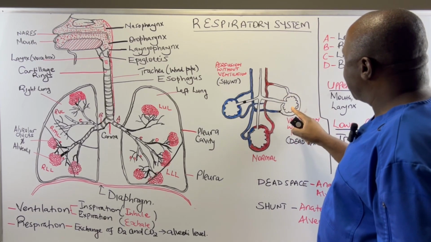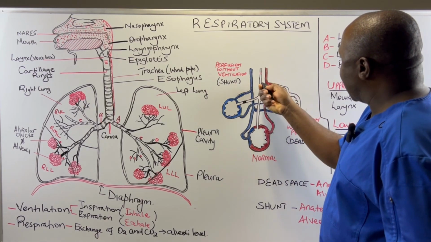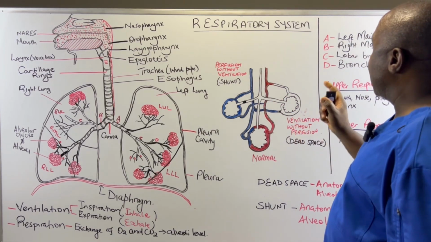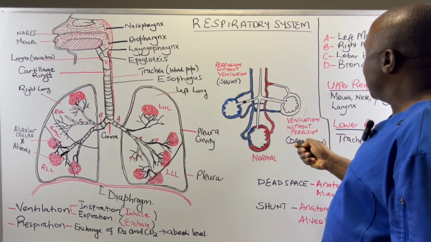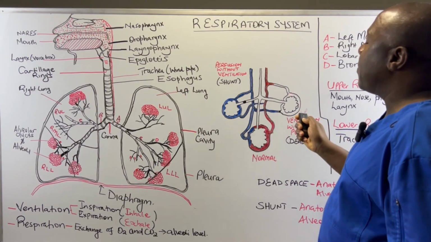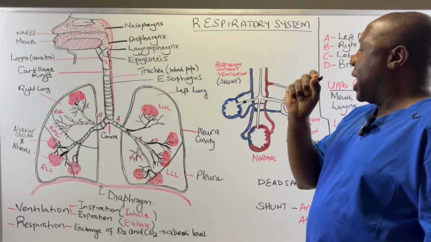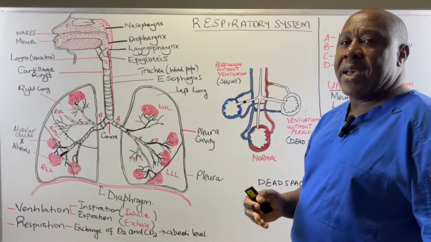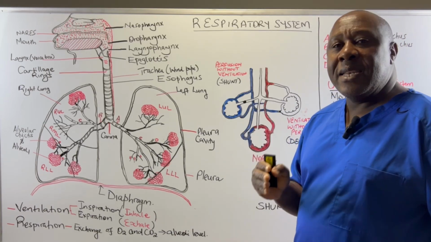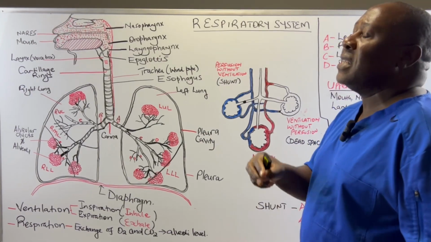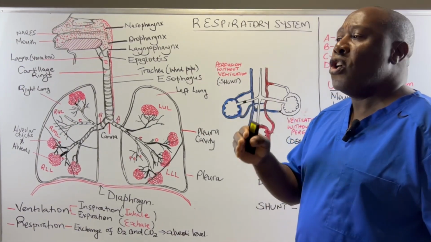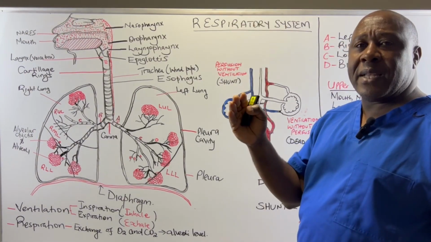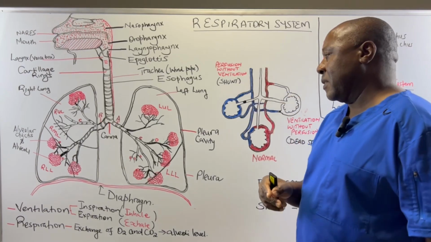So alveolar dead space is an alveolus that has got air, but this air is not participating in gas exchange because there are no blood vessels supplying this particular alveolus. So that's what is referred to as alveolar dead space. So anatomical dead space plus alveolar dead space results in what we call physiological dead space. So physiological dead space is both anatomical dead space plus alveolar dead space.